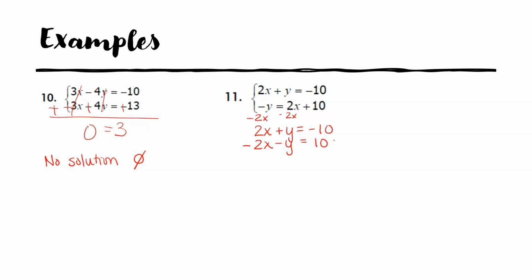Okay, so again, these babies are gone when we add everything. I have 0, and then negative 10 plus 10 is 0. This time we have the same thing on both sides of the equal sign, so my answer is all real numbers, or you can use the infinity symbol. That means no matter what you plugged in there, it would work.